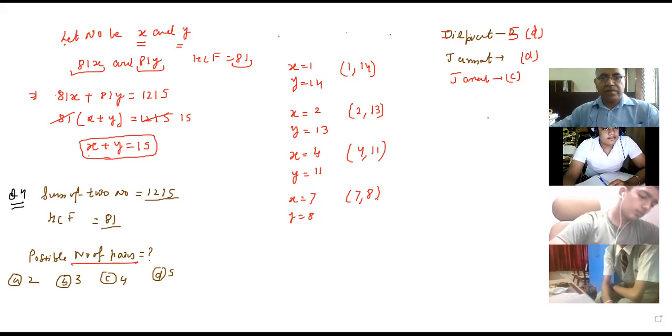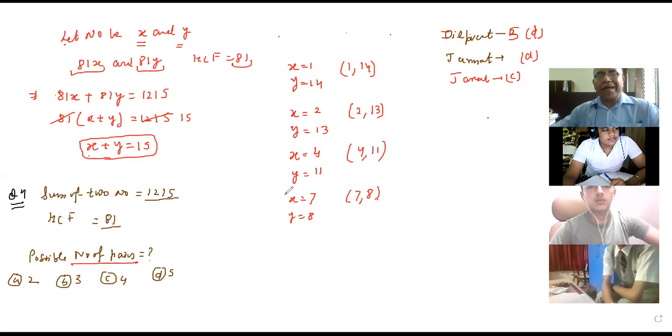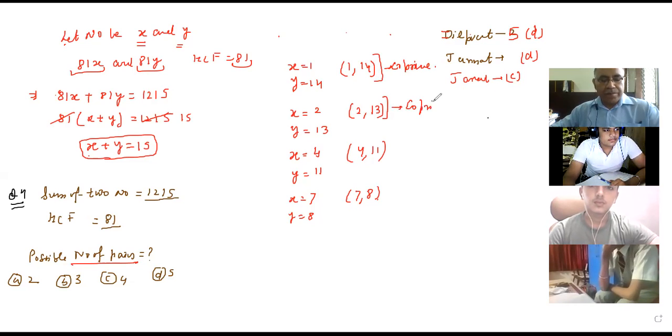Sir, we can also take 3 and 12. Because see, I have to take the numbers which are co-prime. आपको ये भी पता होना चाहिए कि I have to take the numbers which are co-prime. अब देखिए, these two numbers are co-prime. These two numbers are co-prime. These two numbers are co-prime. In the same way, these two numbers are co-prime.